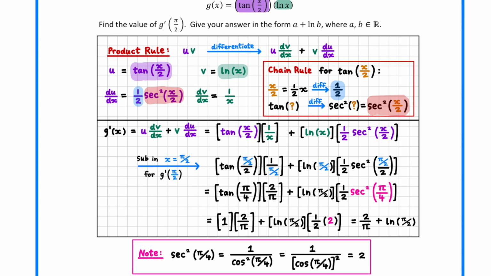dv/dx can be obtained directly using a rule from the formula book. ln of x differentiates to 1 over x. Now that we know our derivatives, we can sub into the product rule statement. To evaluate the derivative at pi over 2, we replace each x with pi over 2. From here, we simplify our expression and do some calculator work.